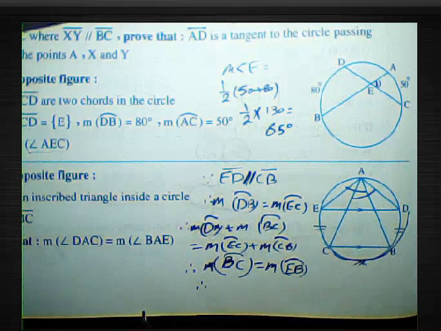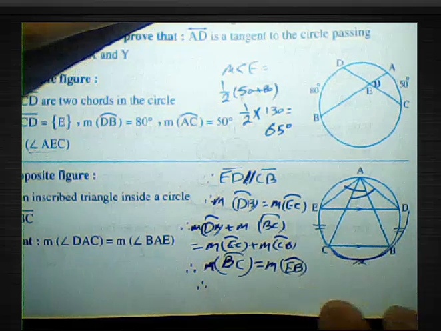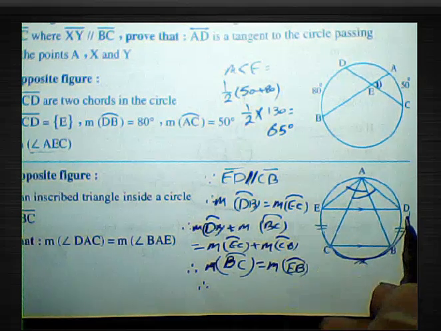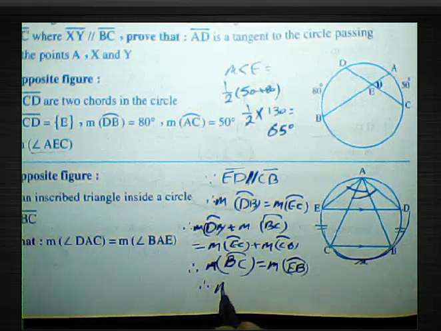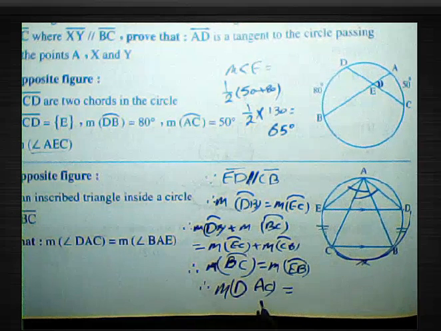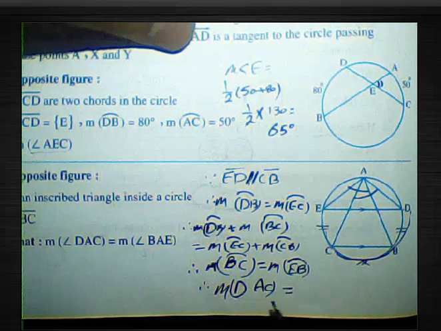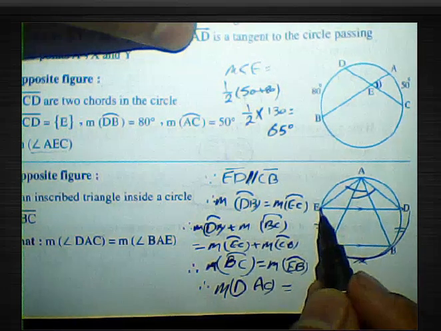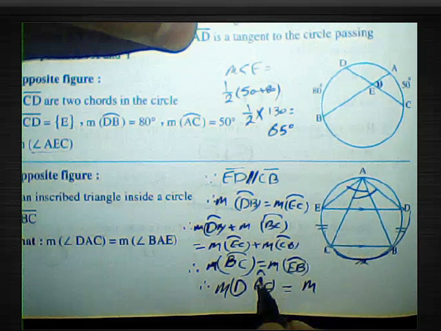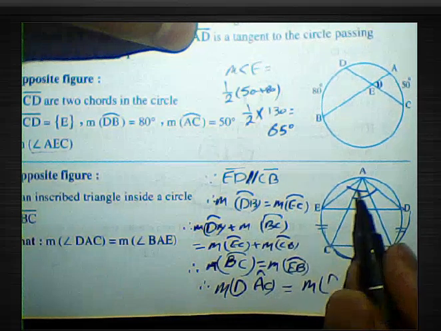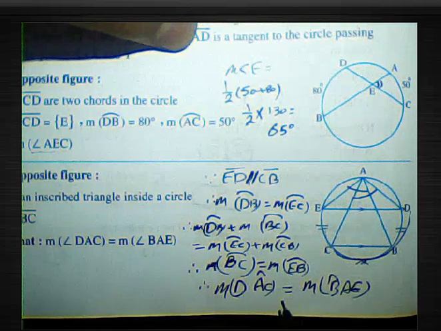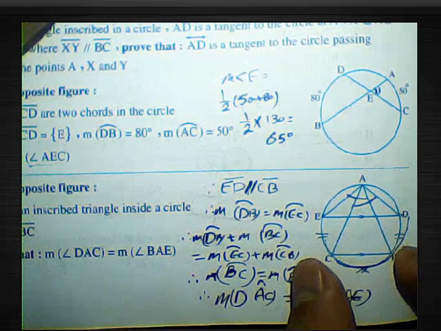Then we have two inscribed angles drawn on the same arc, equal in length. Look here, the measure of angle DAC equals the measure of angle EAB or BAE, because we have two inscribed angles drawn on the same arc, equal in measure.